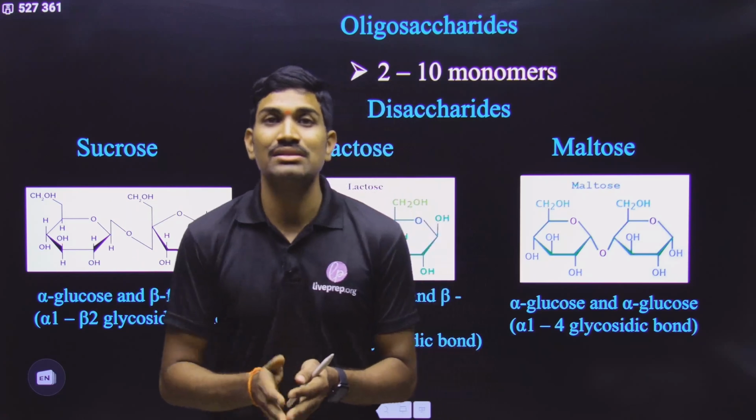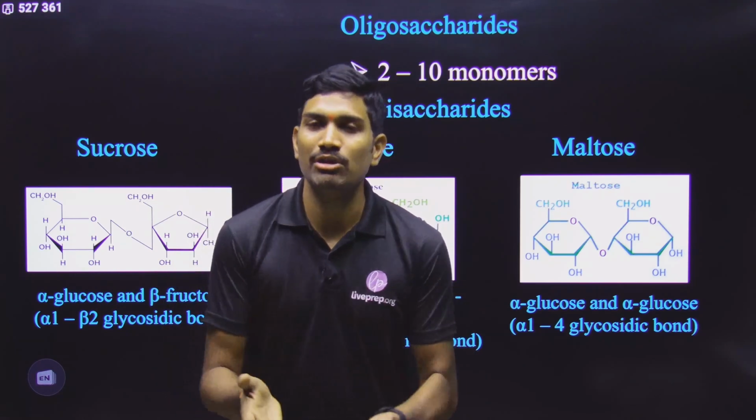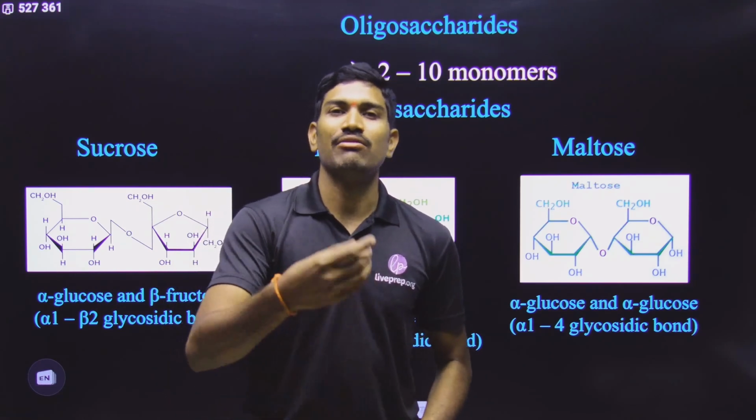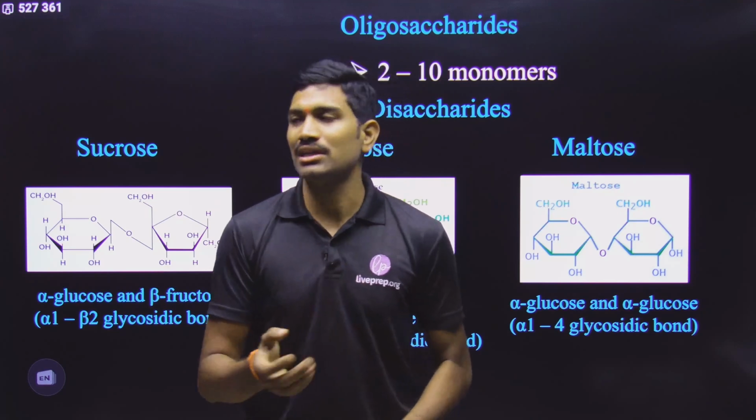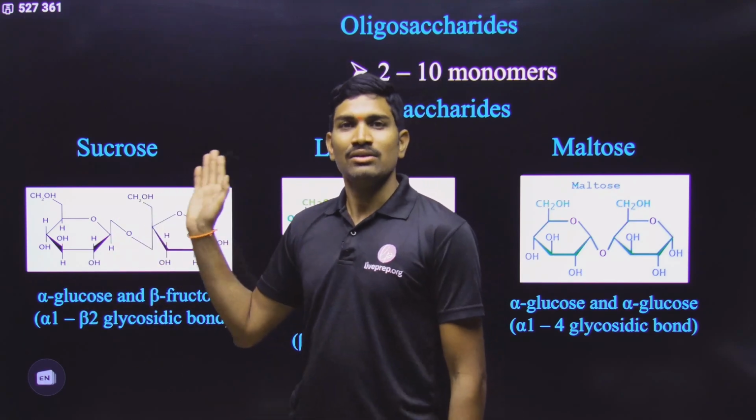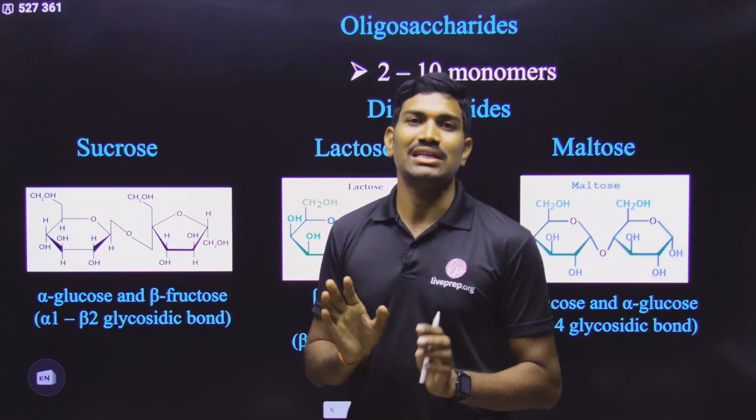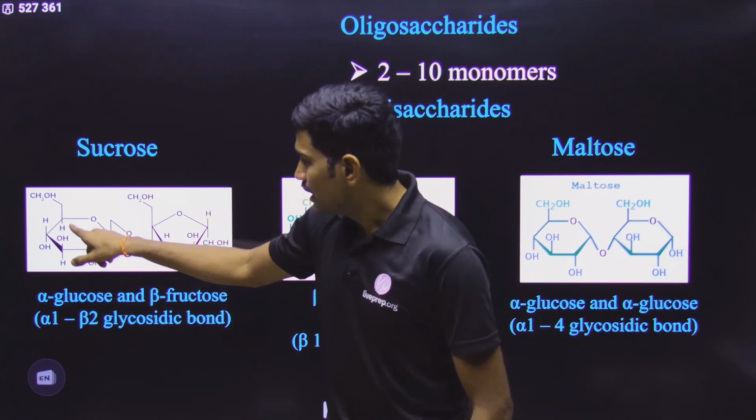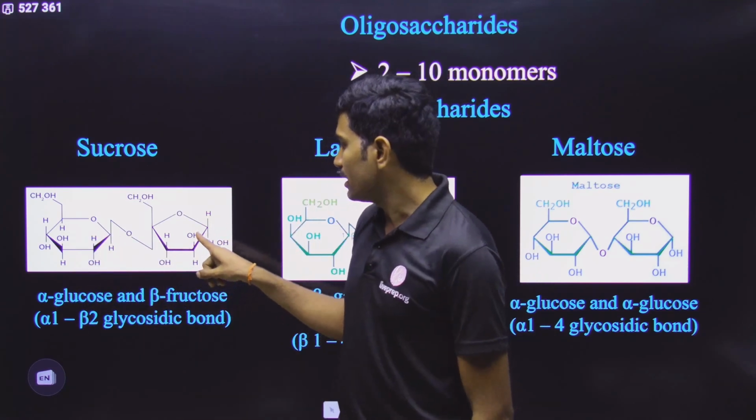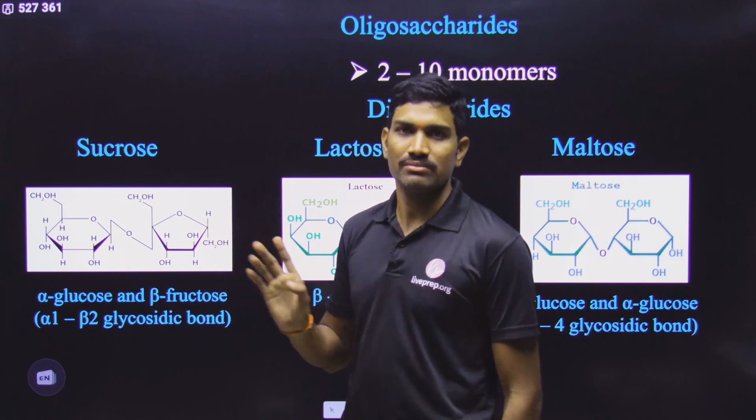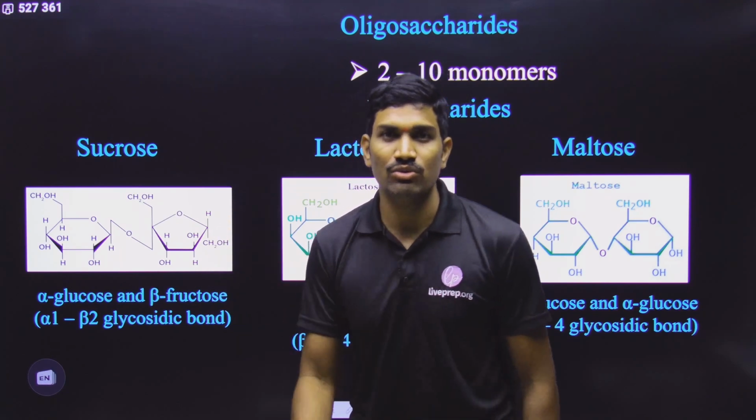And this sucrose is the table sugar. It is also called table sugar because normally in our home, whatever sugar we are using, that sugar is nothing but sucrose. So this one sucrose molecule has one glucose and one fructose in it. But if you observe this, glucose is in alpha form and fructose is in beta form. This is one important point you need to notice.